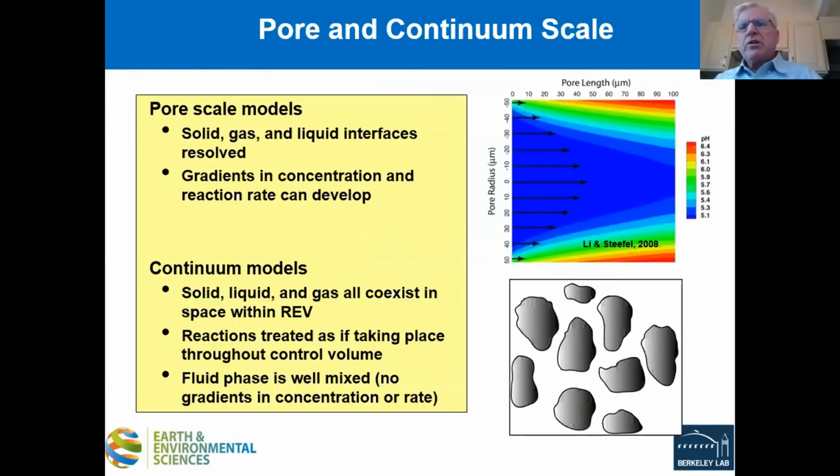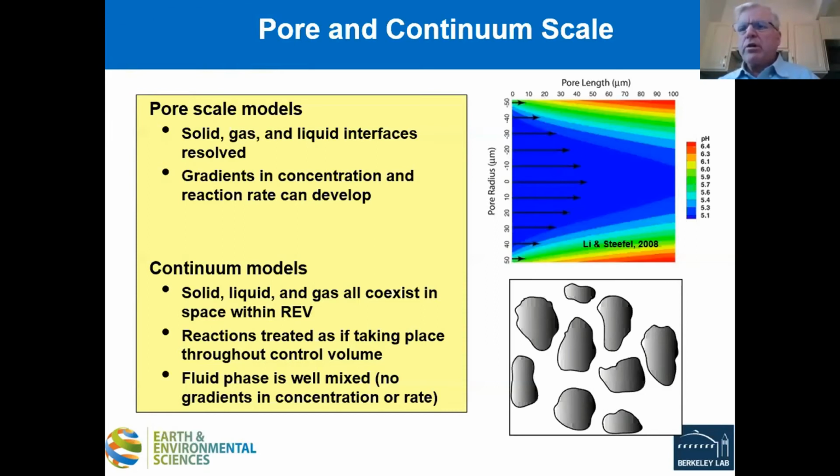Here we've got this contrast. I'm not really contrasting it with the molecular, more with a larger continuum, and some people like to call it the so-called Darcy scale, the upscaled average porosity, where you define, say, a permeability of the bulk media. But when you look at pore scale models, you're actually resolving solid, gas, and liquid interfaces. And within the pore, you can get gradients in concentration and reaction rate that develop.